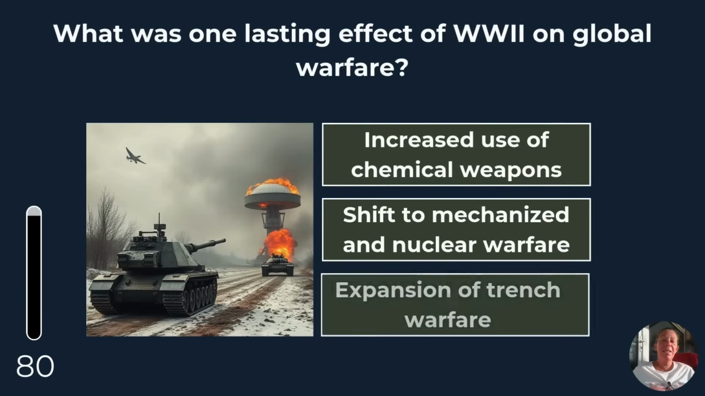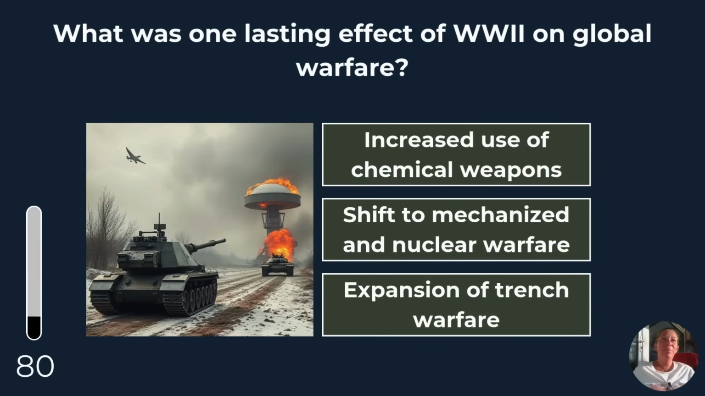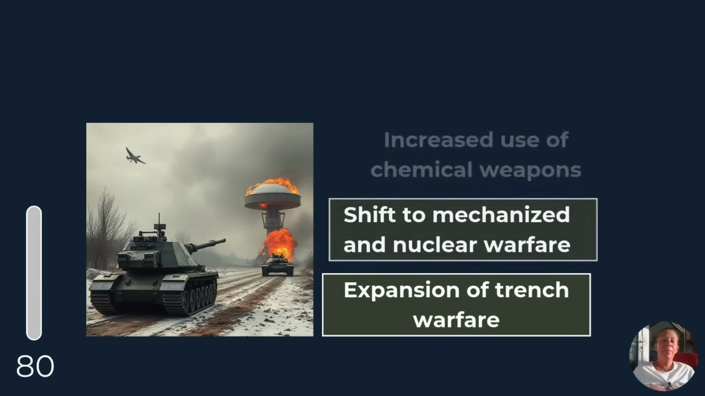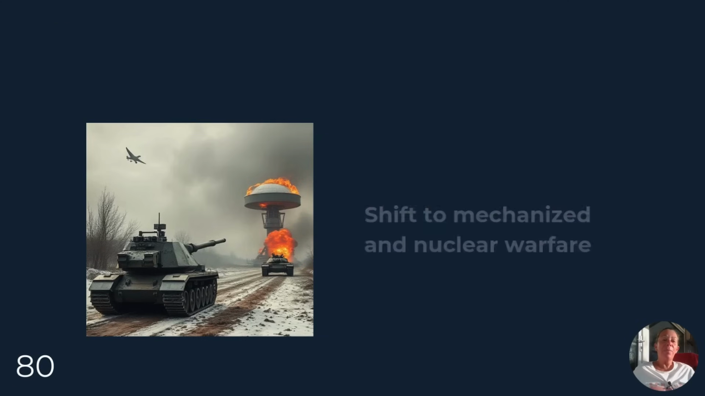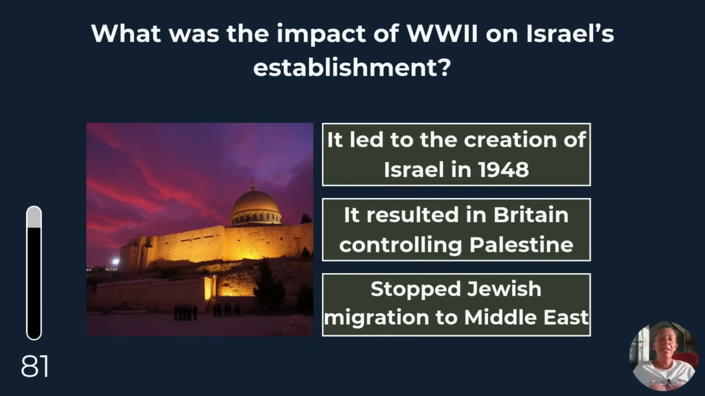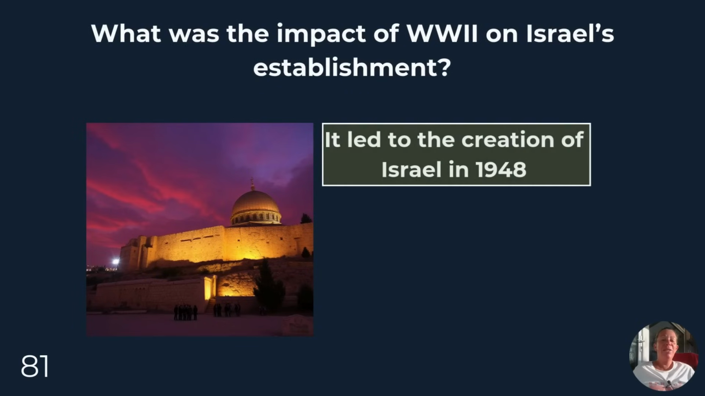What was one lasting effect of World War II on global warfare? Increased use of chemical weapons, shift to mechanized and nuclear warfare, or expansion of trench warfare? Shift to mechanized and nuclear weapon warfare. What was the impact of World War II on Israel's establishment? It led to the creation of Israel in 1948, it resulted in Britain controlling Palestine, or it stopped Jewish migration to the Middle East? It led to the creation of Israel in 1948.